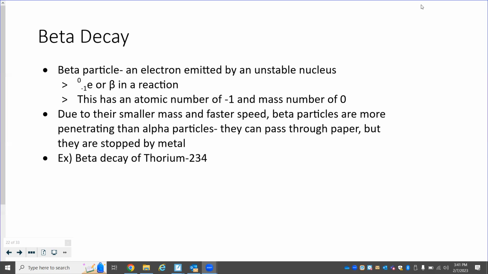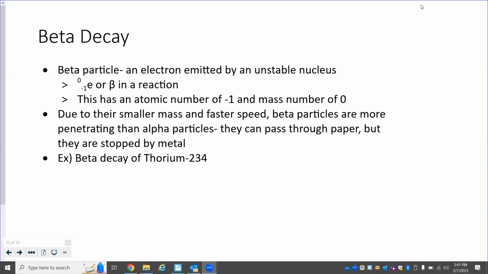Beta particles are a lot smaller than alpha particles. So due to their smaller mass and faster speed, beta particles are more penetrating than alpha particles. They're more dangerous than alpha particles. These can pass through paper and clothing, but they can be stopped by a piece of metal. So these are going to be able to penetrate through your skin and into your cells more than an alpha ray would.